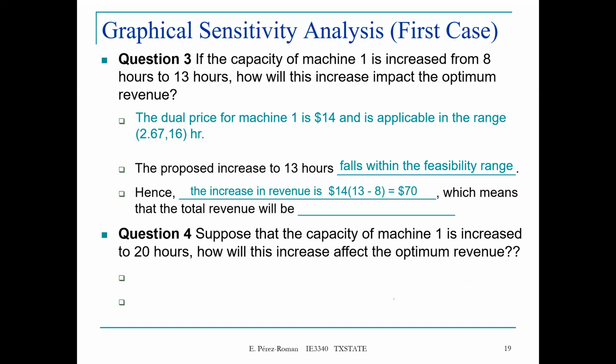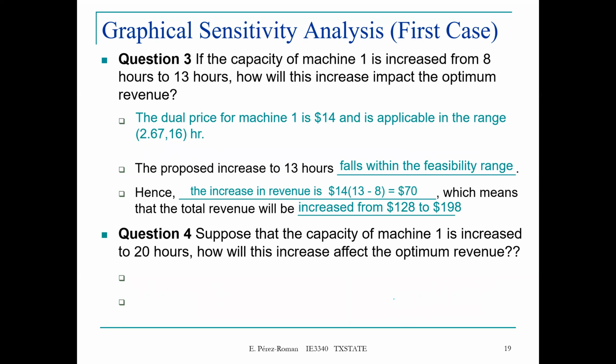From 13 to 8. I mean, from 8 to 13. So 13 minus 8 times 14, so it's 5 times 14, which is going to be equal to $70, which means that the total revenue will be increased from $128 to $198.